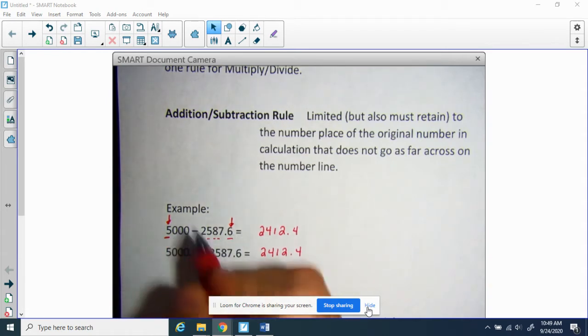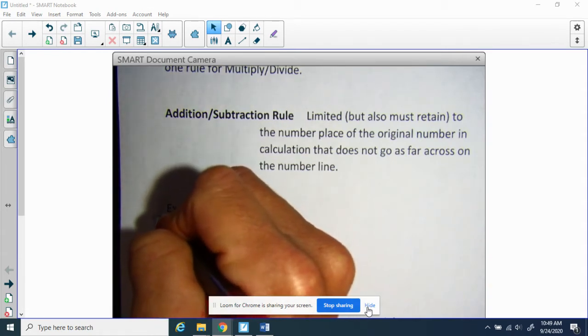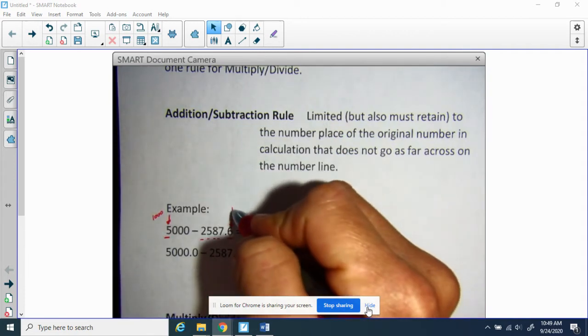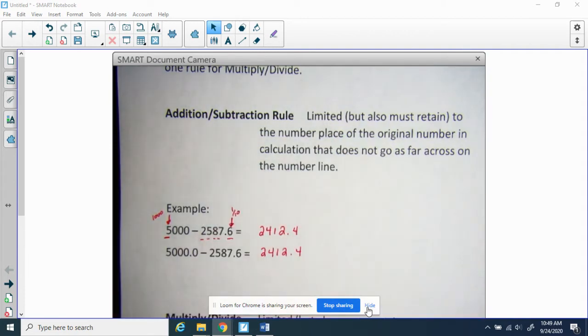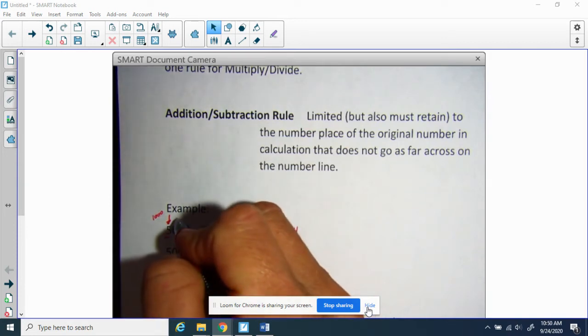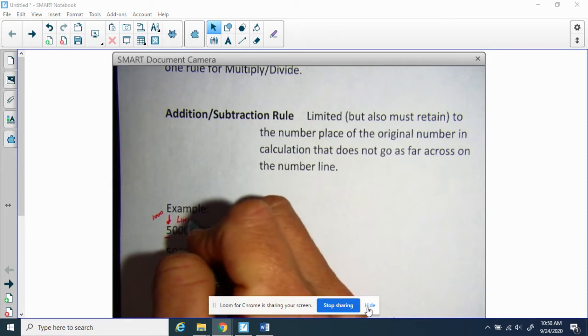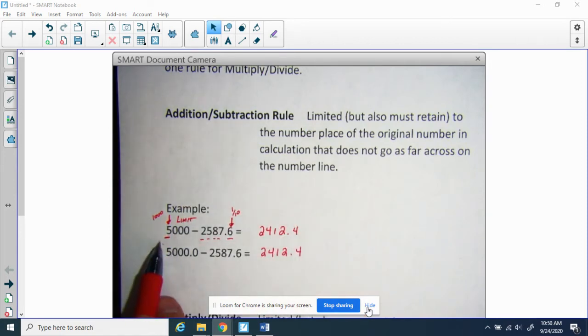Now, each of these have a number place. You don't have to label the number place, but this would be in the thousandths place, and this would be in the 1/10th place. What we're looking for is which one doesn't go as far across, or the other way to think of it is which is the larger number place. In this example, 5,000 is a larger number place because it's to the thousandths place. This is the one that's going to limit my answer. So that's the one that limits.